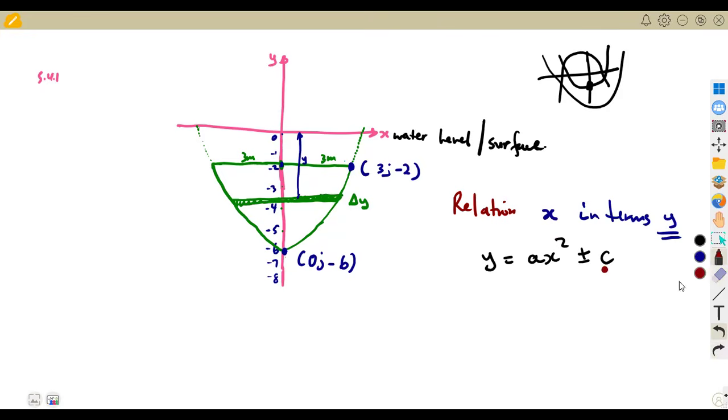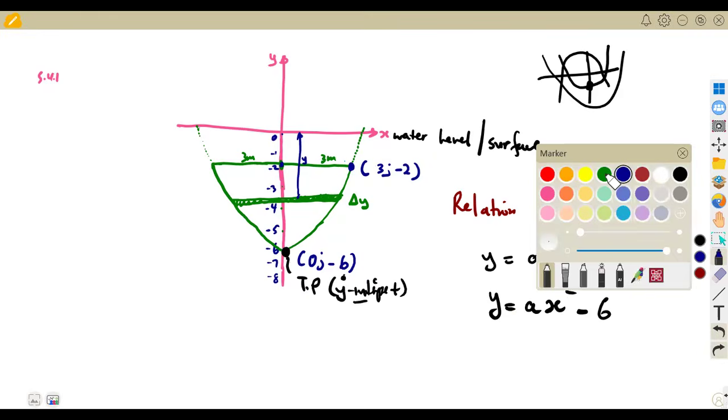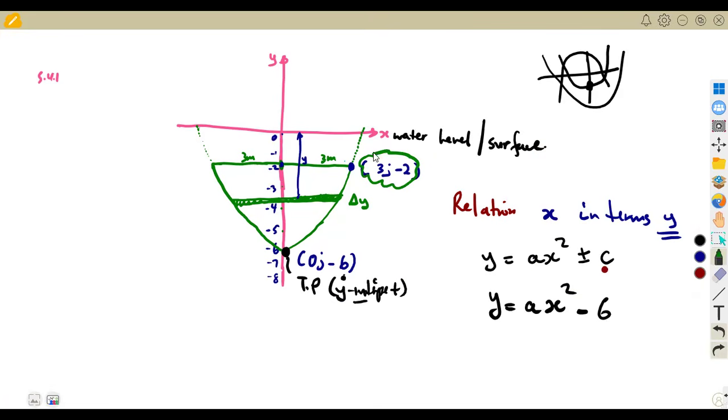So the c is the y-intercept. Therefore, y is equal to ax squared plus c. Here our graph passes the y-axis where we have our turning point, which is also the y-intercept at the same time. On that condition, you have your equation in this format, so it's going to be y equals ax squared minus 6. The value of y there is minus 6. So what we need is to find the value of a. To find the value of a, we take advantage of the other point that we are given: we've got another point here, (3, -2).